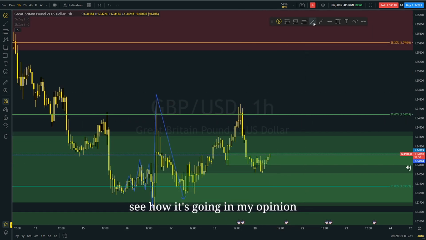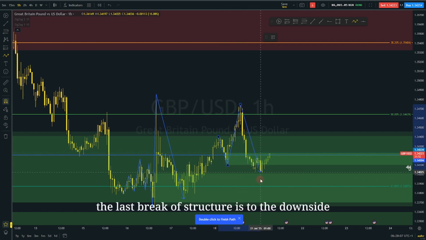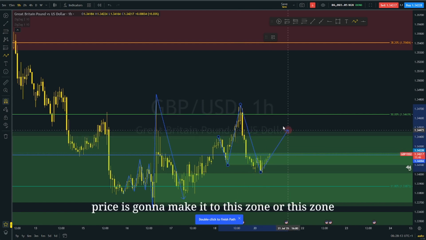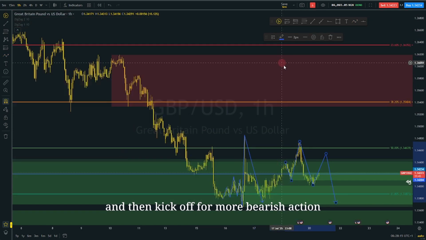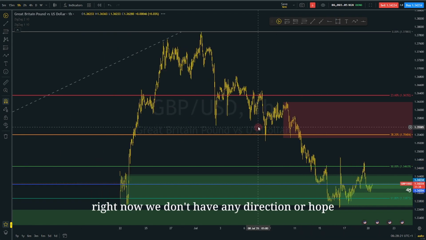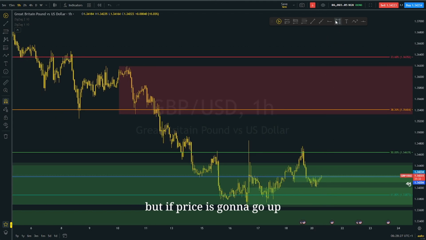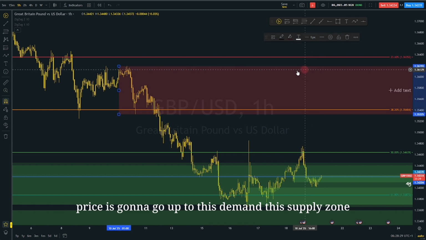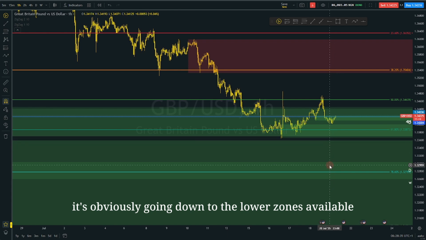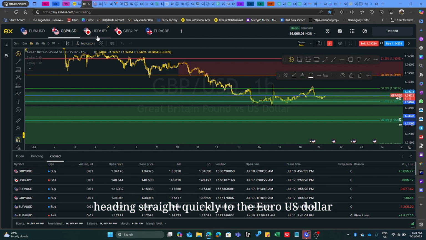See how it's going. In my opinion, it's printing another set of bearish situation. You can see the last break of structure is to the downside. There's a tendency price is going to make it to this zone or this zone and then kick off for more bearish action. So we're just monitoring this market right now. We don't have any direction or belief of price doing anything. But if price is going to go up, it's going to go up to these demands, this supply zone. If it's going down, it's obviously going down to the lower zones available, which is this daily zone right here.